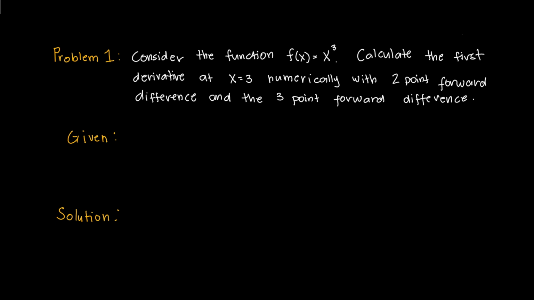So let's try to solve a problem using some of the equations we've derived. For our problem 1, consider the function f of x is equal to x cubed. Calculate the first derivative at x equals 3 numerically with the 2-point forward difference and the 3-point forward difference. So in this problem, we are asked to solve the first derivative at x equals 3 using two formulas. One is the 2-point forward difference, and the second is the 3-point forward difference.